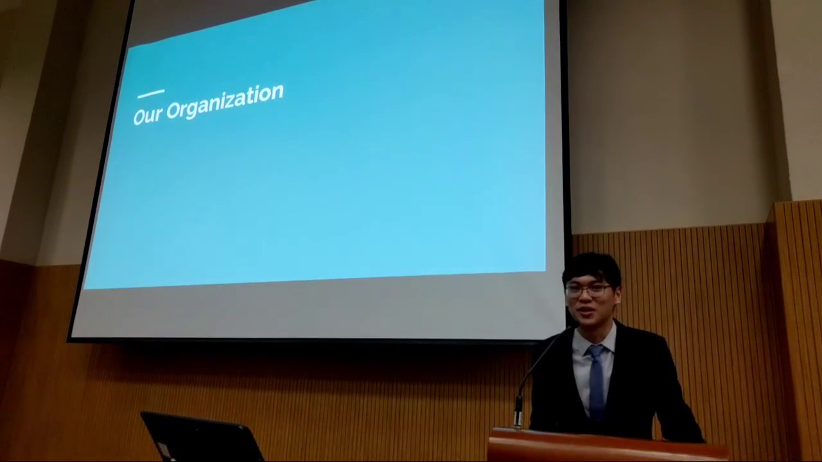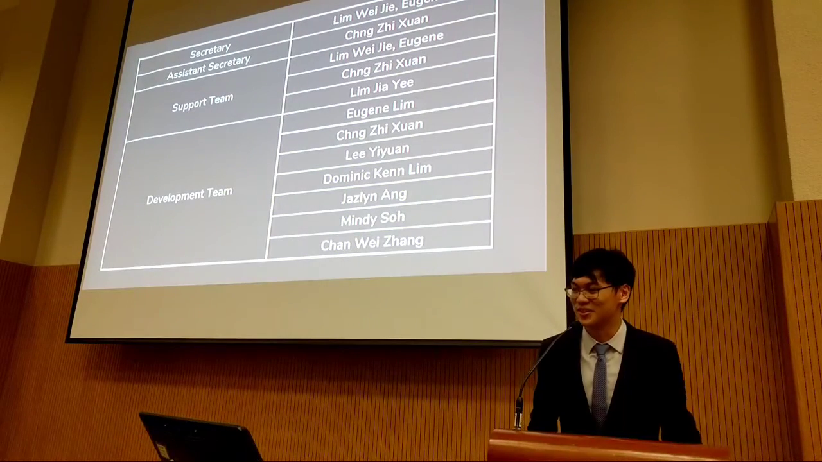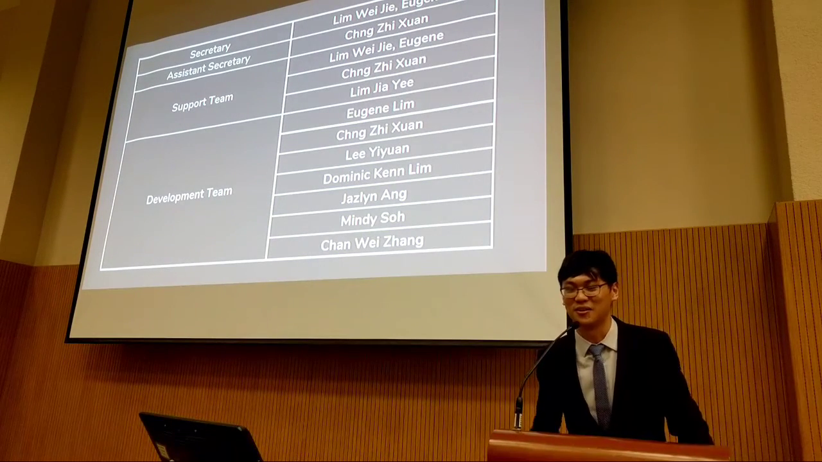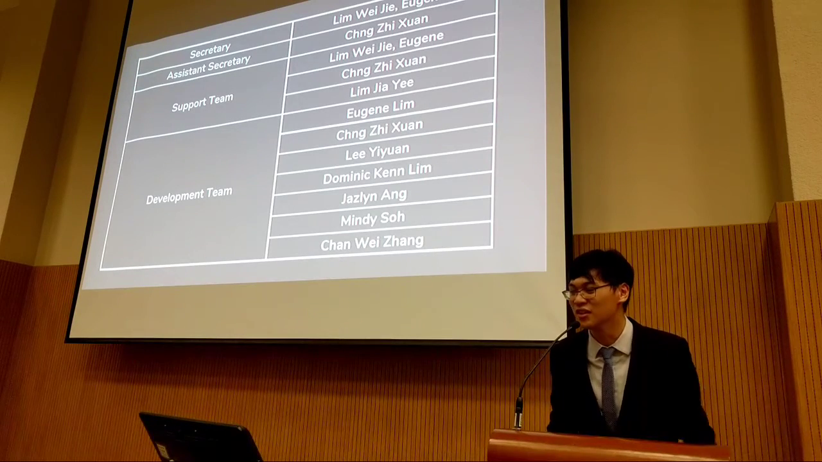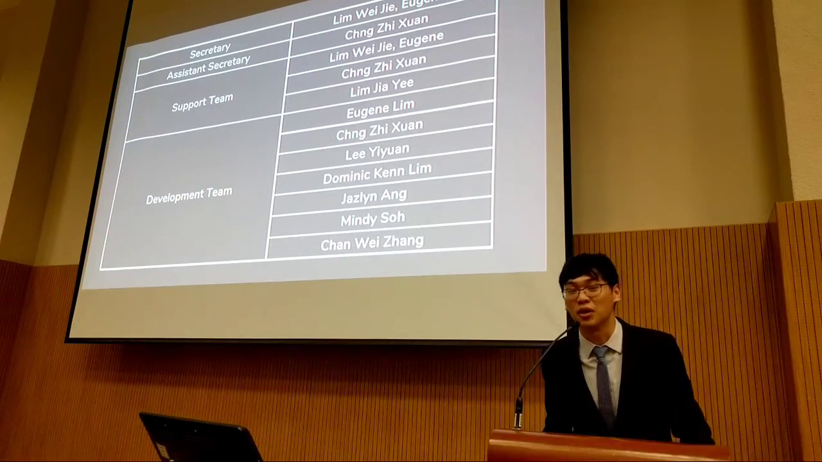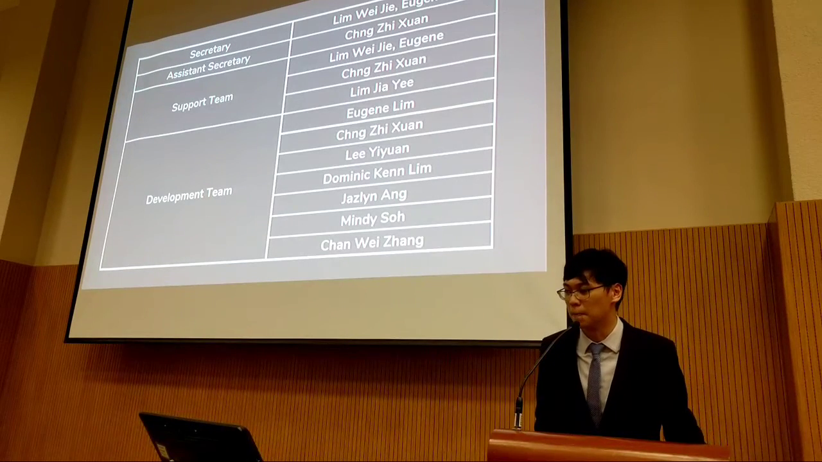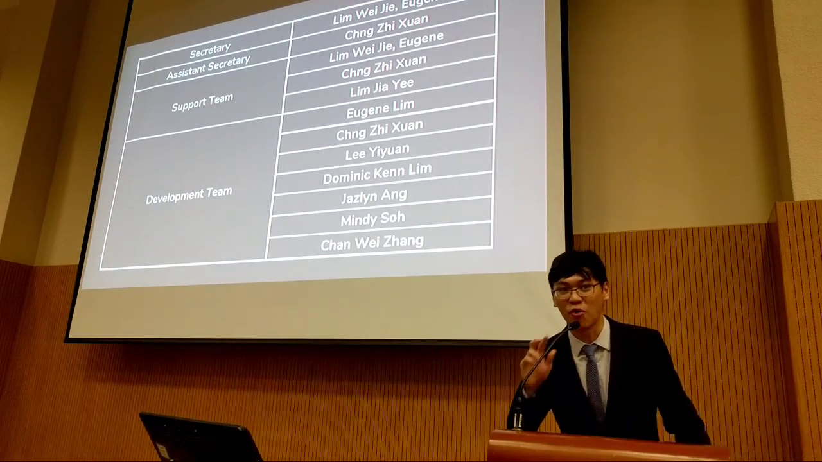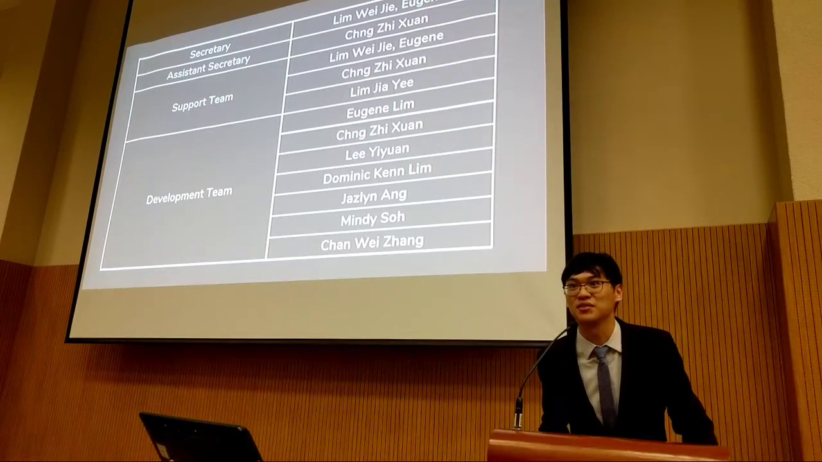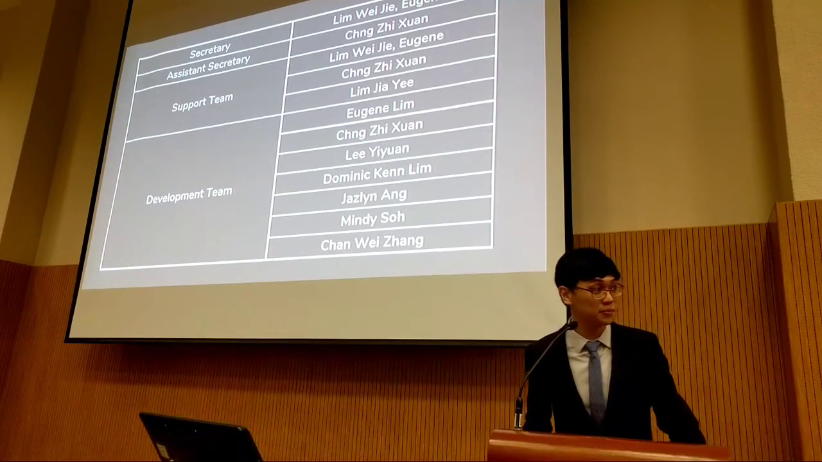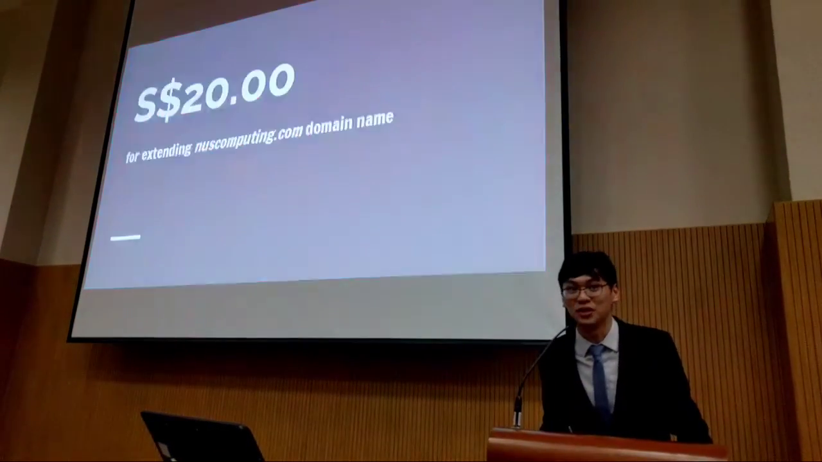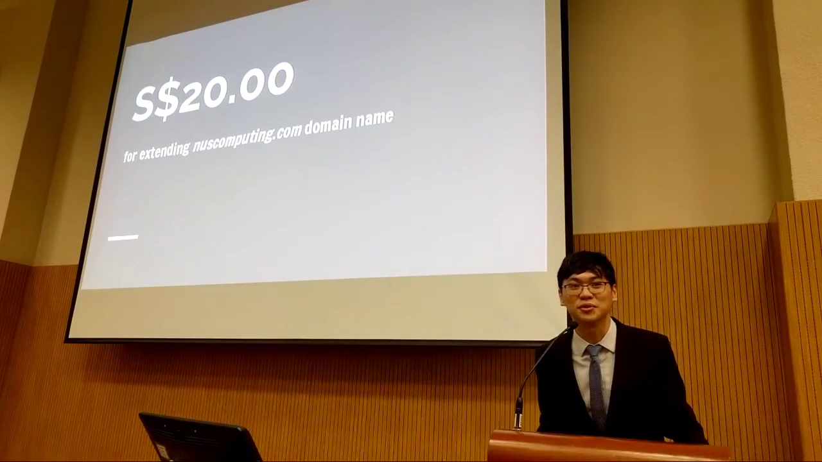Yeah, so I'll show you our organization. It's actually quite straightforward. There is the secretary, that's me, and the assistant secretary, which is Shishin. And then our team is split into two teams, the support team and the development team. So I'd like to thank all these members for helping out and contributing throughout the year. Next. Our spending is pretty simple. We just need to renew the domain, $20.